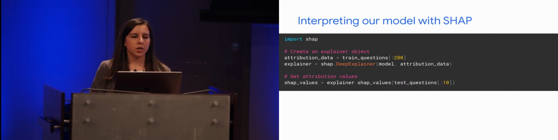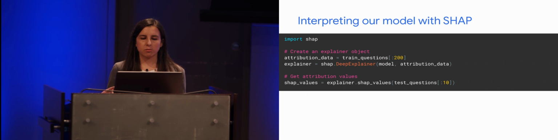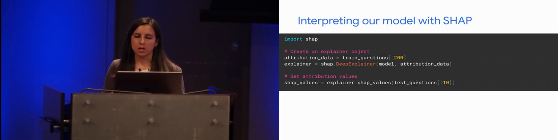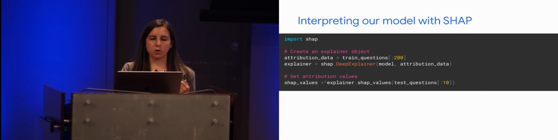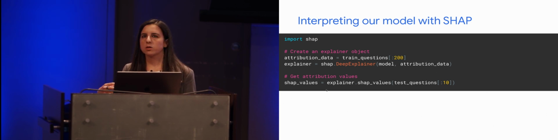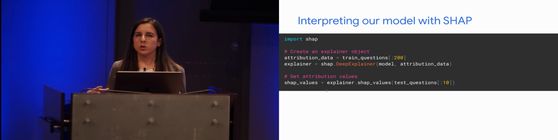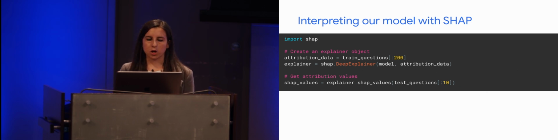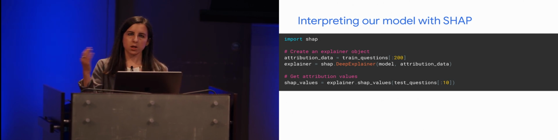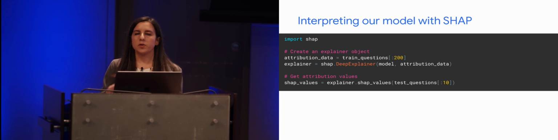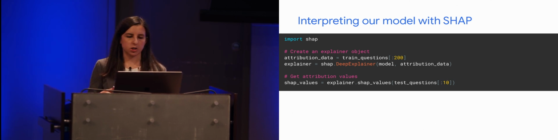The way we use SHAP is we create what's called an explainer object. In this case, we use deep explainer. And we pass it a subset of our training data. And then what SHAP will give us back is what's called SHAP values. And these are attribution values for each of our features. So high positive SHAP values mean that this particular feature was more important in our model's prediction. Negative values indicate that this particular feature pushed our model's predictions down.